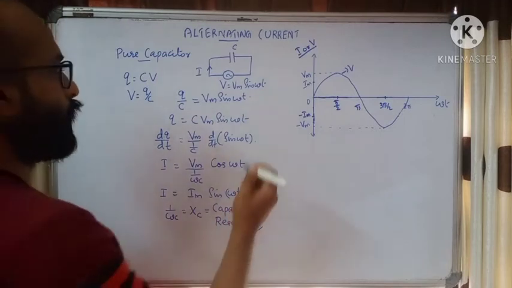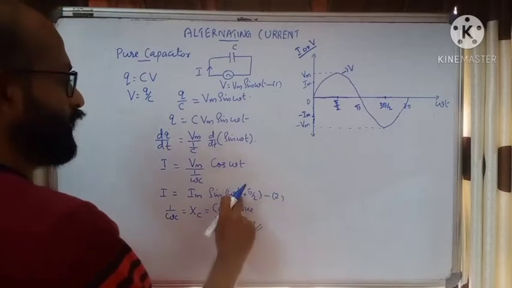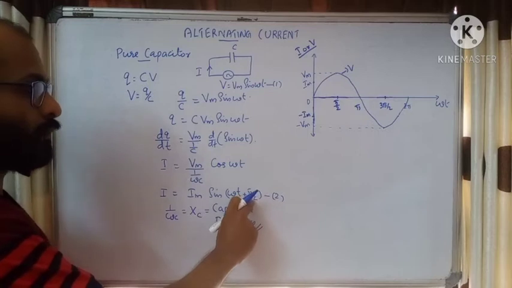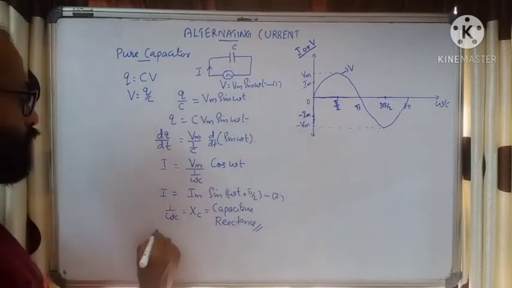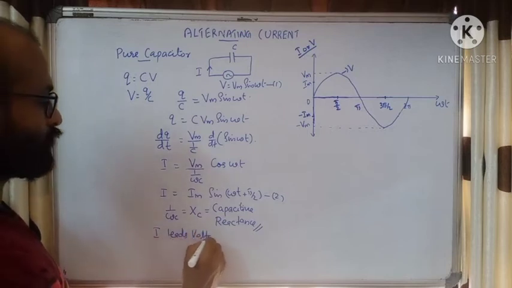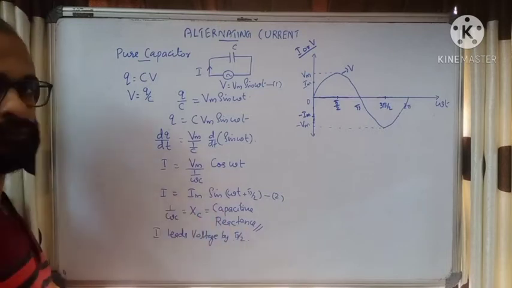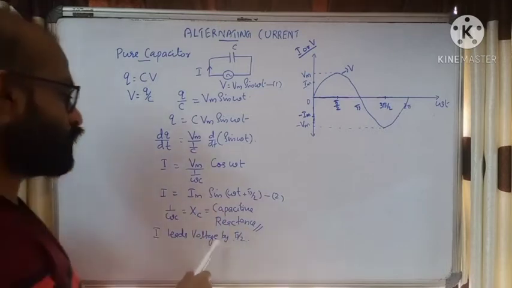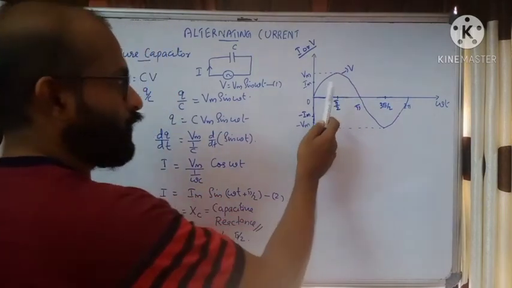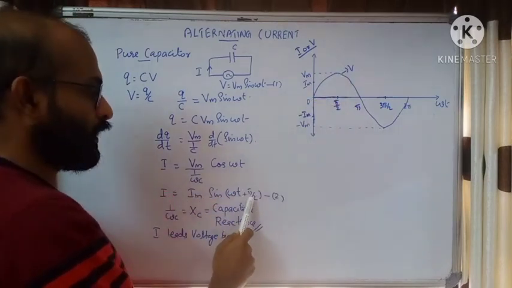Now when you compare the equations for voltage and current, what we can see is that the current is in front, it has plus pi by 2. It is leading by an angle pi by 2 with respect to voltage. I can say current leads voltage by pi by 2. Now we can complete this waveform. We have got only the waveform of voltage. Now we need to find the waveform of current.